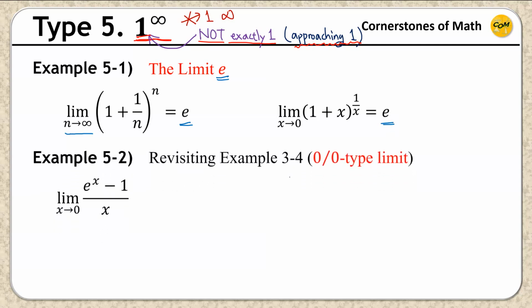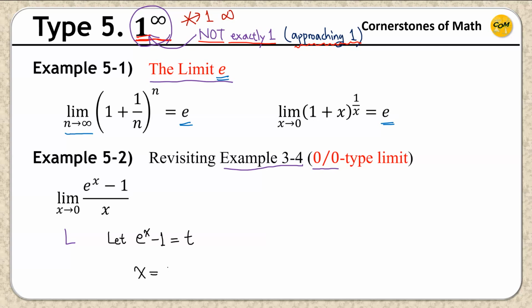And at this point, I would like to take a look at the limit which was already presented in example 3-4, which is 0 over 0 type limit. In part 3, I found this limit using L'Hopital's rule, but you can also find this limit by converting into 1 to the infinite form and using the limit for e.